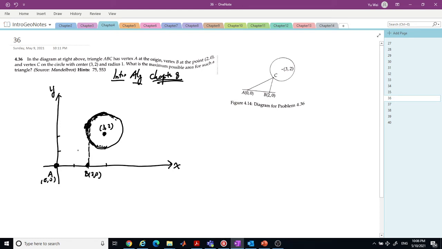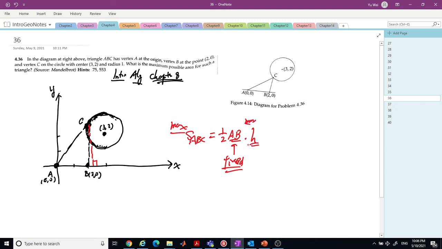Okay, to maximize the triangle ABC. For example, this is the C, right? Let's see what's the key point here. In order to calculate the triangle ABC, we have the base AB, which is a fixed length, right? It's fixed. Then we multiply by the height. With a fixed length, to maximize this, we want to maximize the height.